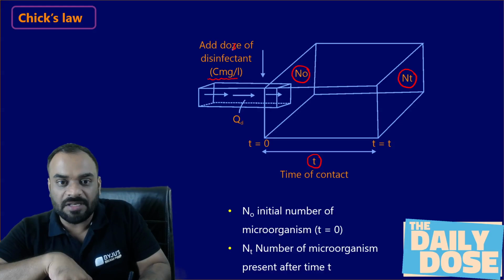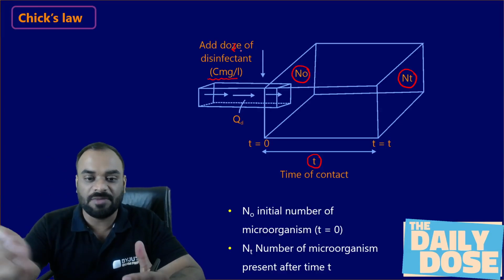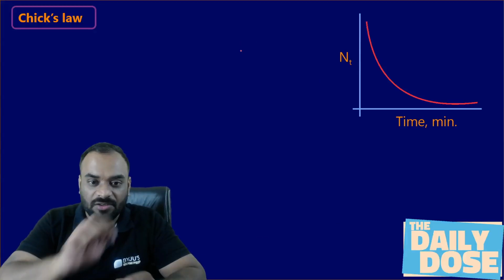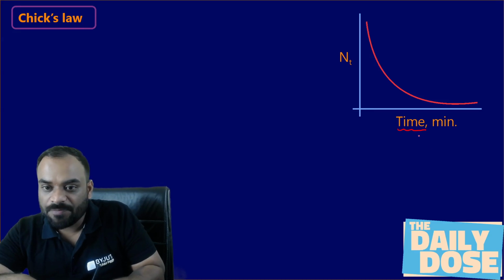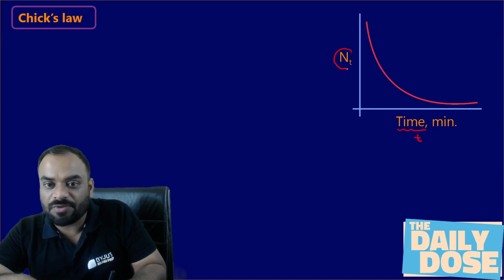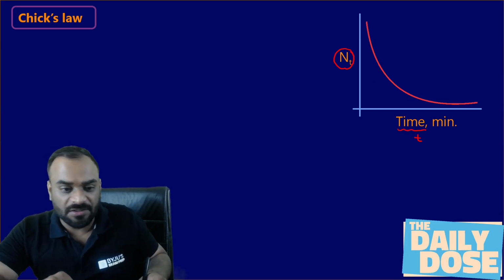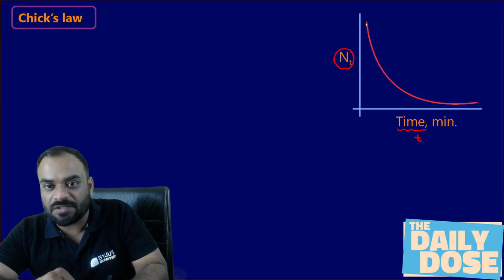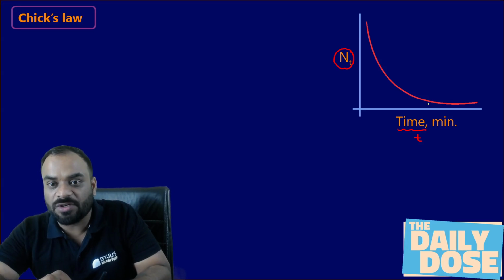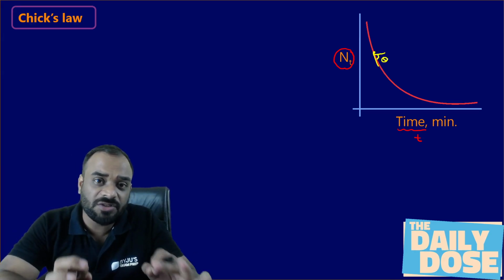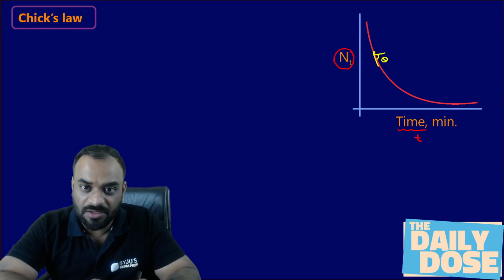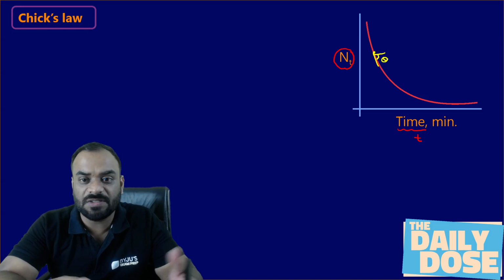We need to estimate how many microorganisms are present after time T. So let's calculate it by using the derivation of Chick's law. Let us consider this is our time T, which is in minutes, and this is our number of microorganisms present after time T. As you can see here, the slope of this curve is decreasing. Now what is this slope? Let me explain. Let us draw one point over here. This is our slope, which is theta. This is the rate of change of the number of microorganisms with respect to time, how much it is changing.